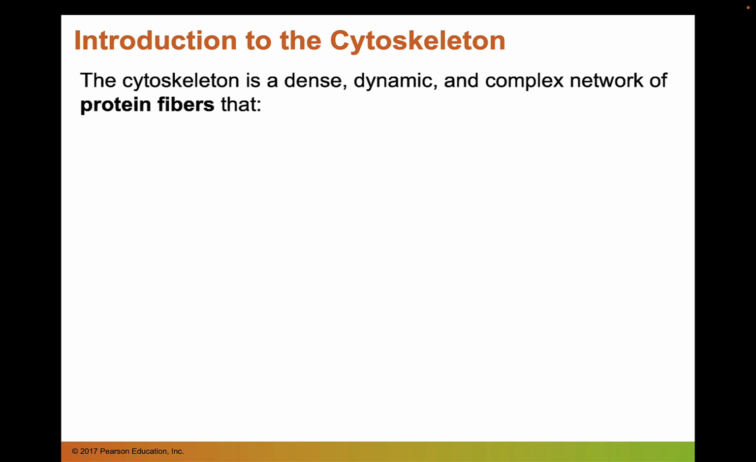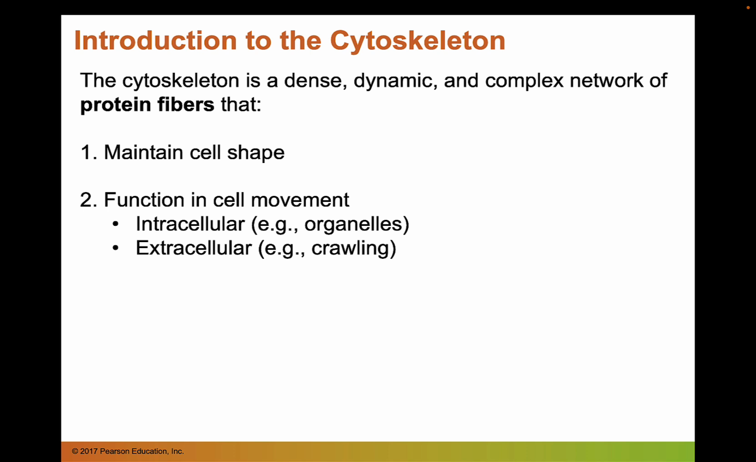The cytoskeleton is a dense, dynamic, and complex network of protein fibers that help a cell maintain its shape. So the cytoskeleton gives a cell its round shape, or if it's spread out on a substrate, and it can also help that cell resist forces like being pulled apart or compression forces like being squished together.